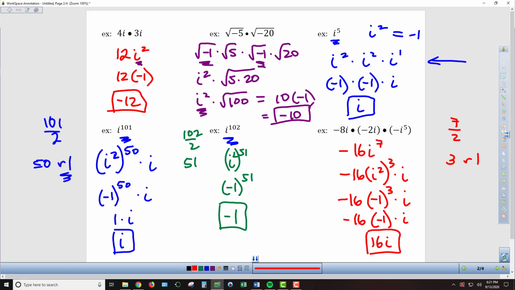So the bottom line for these four examples is we have to replace all of the i squareds that are embedded in the question with -1s. Our best approach is to just take the exponent on the i and divide it by 2. If we have no remainder, then we just have i squared raised to that exponent. If we have a remainder of 1, then that just means we're going to have an extra i left over in our answer.